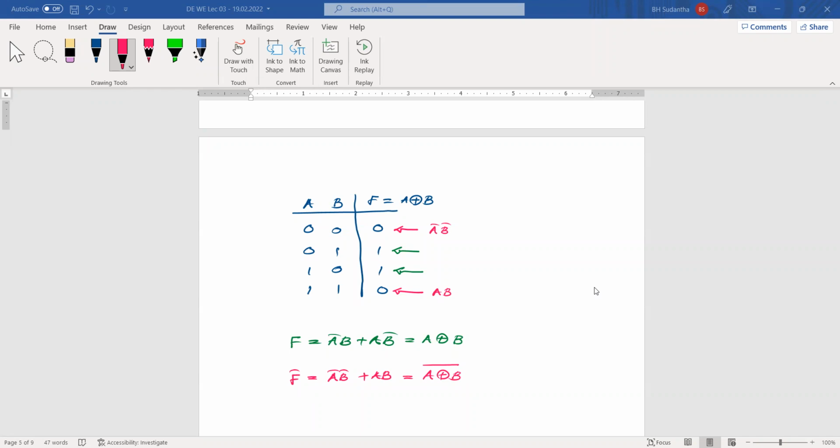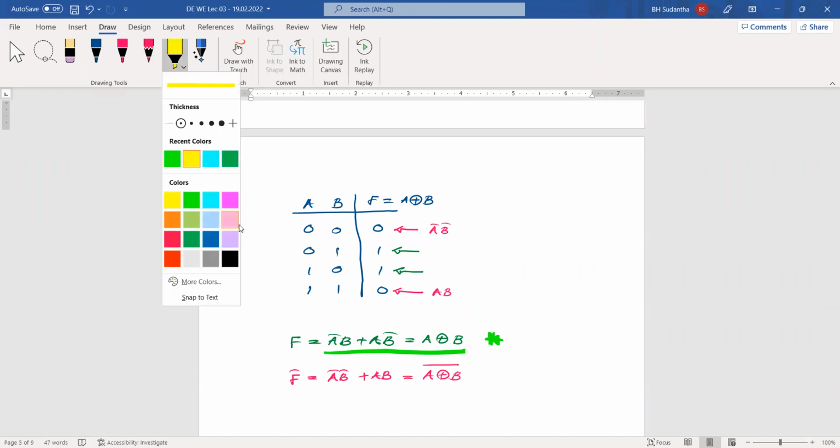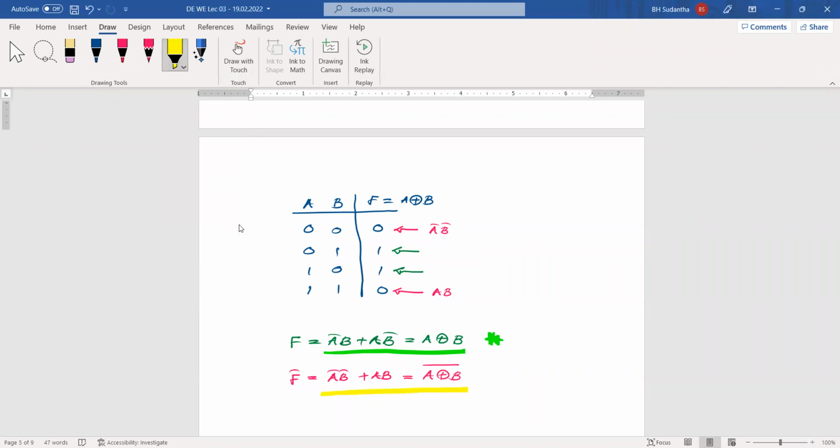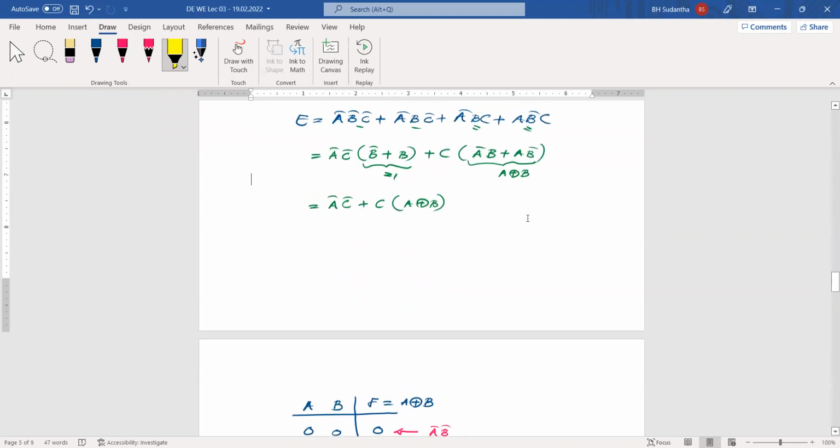Okay. Then, this is very important. You can remember this one. And you can write this one. And this is also very important. Okay, now you can go back to the equation.